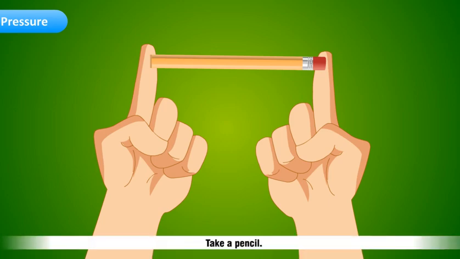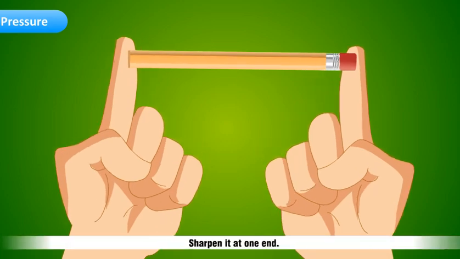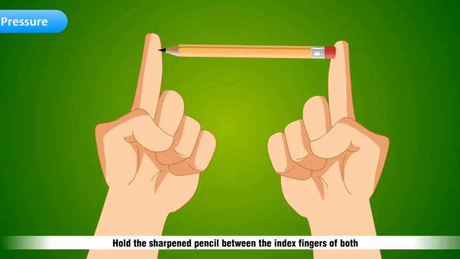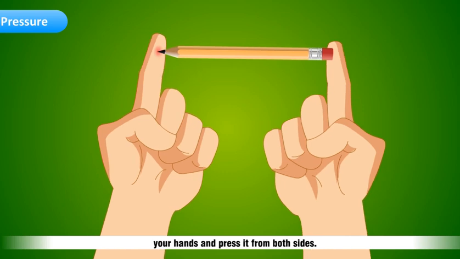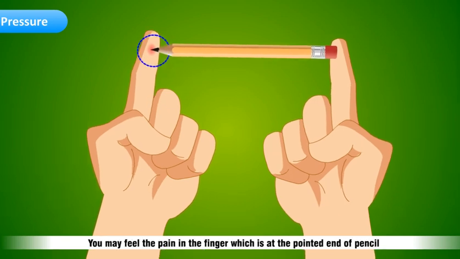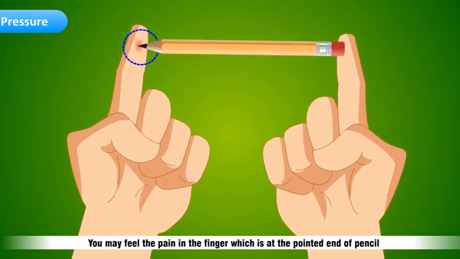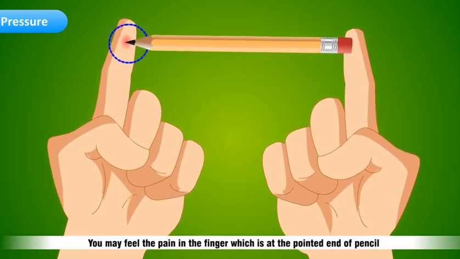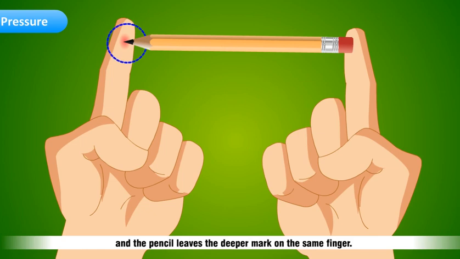Pressure. Take a pencil, sharpen it at one end. Hold the sharpened pencil between the index fingers of both your hands and press it from both sides. On which finger do you feel pain? On which finger does the pencil leave a deeper mark? You may feel the pain in the finger which is at the pointed end of the pencil, and the pencil leaves the deeper mark on the same finger.